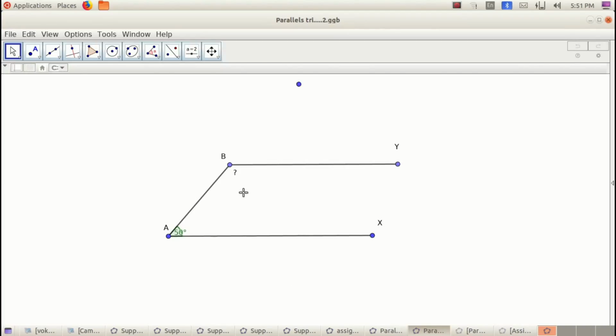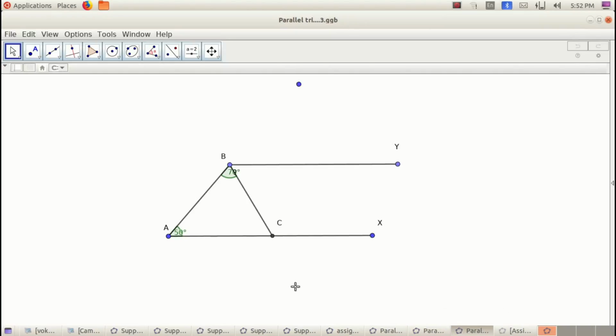Then here you can see a question mark. How much is the measurement of this angle? We know here it is 50. These two are co-interior supplementary pairs. And supplementary means 180. Then here it is 50. And what about here? 130. Okay.